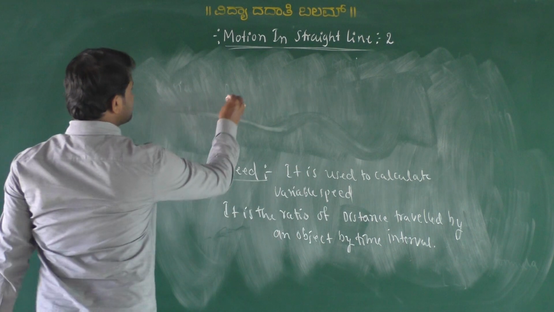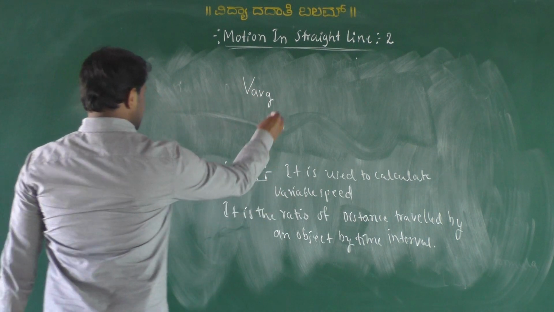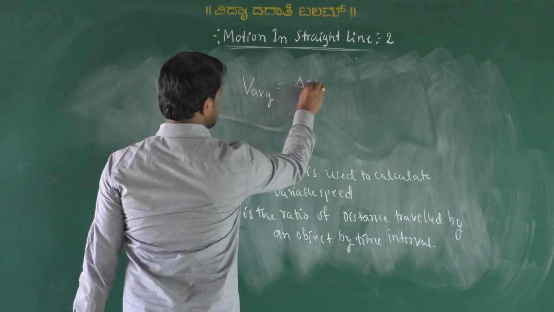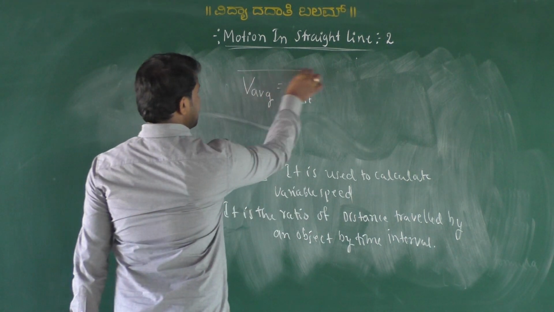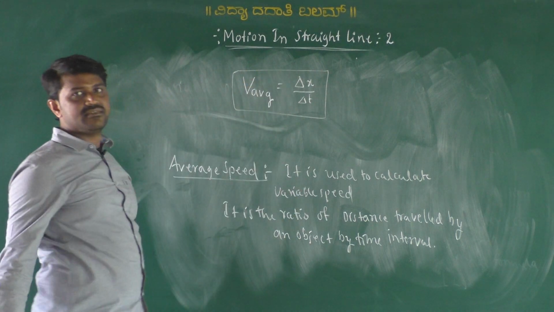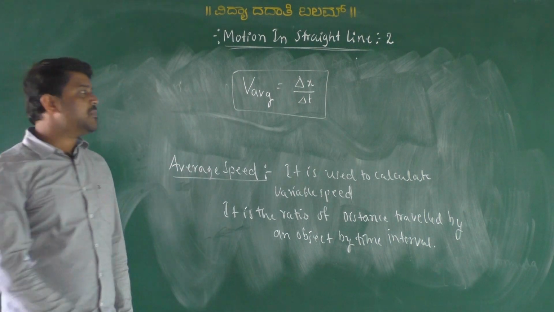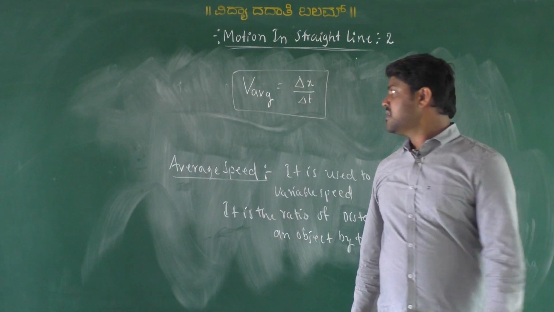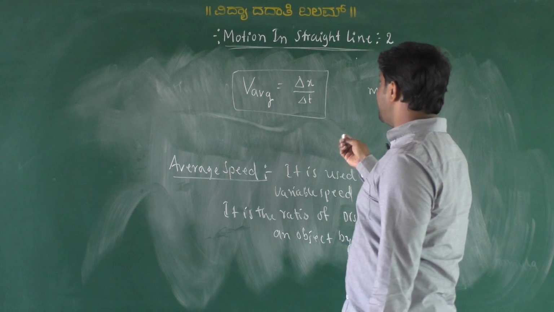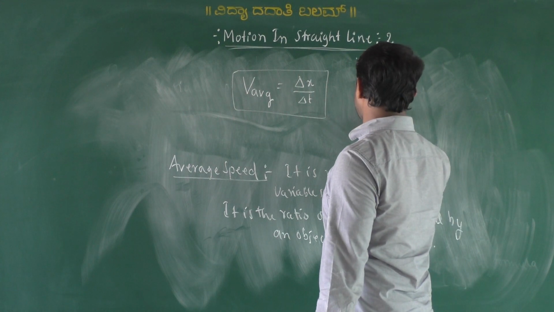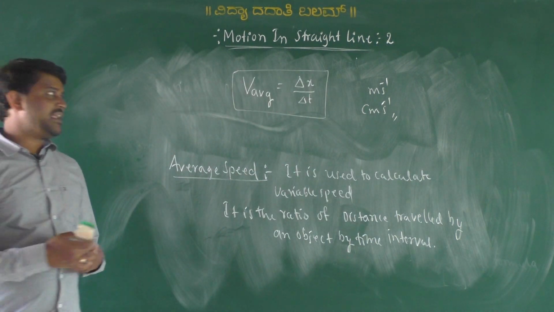Average speed can be represented by, ಹೇಗೆ ಬರೀತಾರೆ ಅಂದ್ರೆ V average ಅಂತ ಬರೀತಾರೆ. It is also called as what? Delta x upon delta t ಅಂತ ಬರೀತಾರೆ. So this is the formula, the change in the path length, because which covers unequal distances in a given time interval, that is going to be called as average speed. SI unit should be meter per second, for CGS centimeter per second. So this is the definition for average speed.